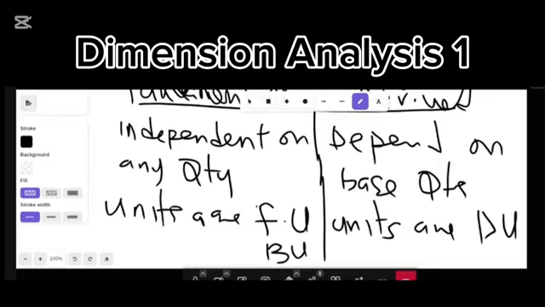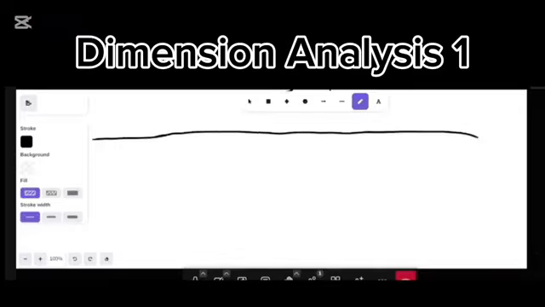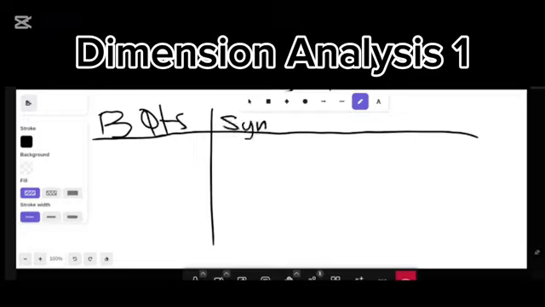Let's proceed. Now, what are those main quantities? They are in your text. Let's quickly see them and then go straight to the base quantities. And then what do we use for their symbols? And then what is the base unit? BU, the base unit.